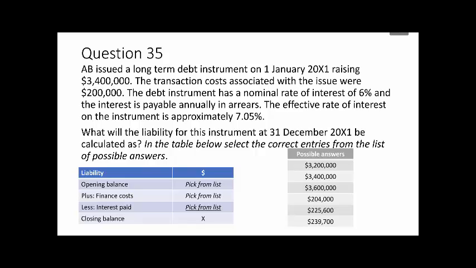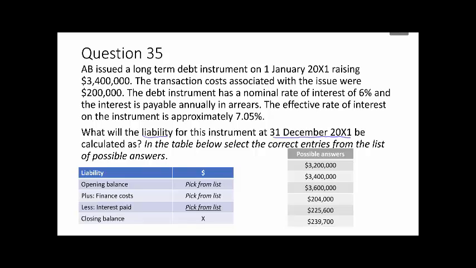Question 35 asks us to calculate the liability that will be carried forward at 31st of December 20x1 for a long-term debt instrument. The long-term debt instrument was initially issued on the 1st of January 20x1, bringing $3.4 million into the company, but as a result of doing that, there were transaction costs of $200,000.